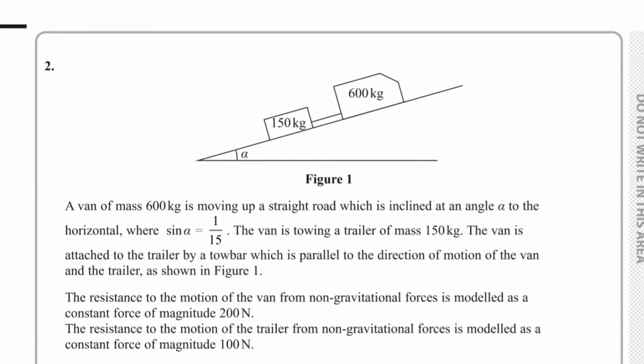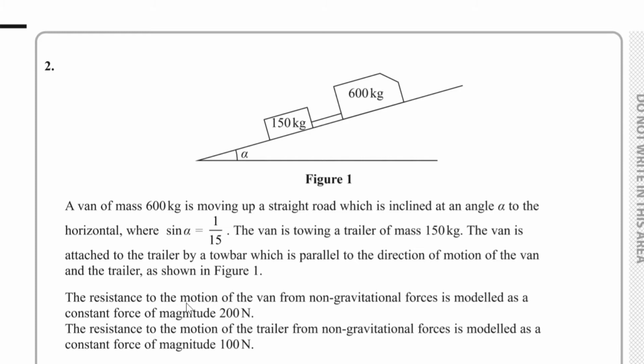Question number 2. A van of mass 600 kilograms is moving up a straight road which is inclined at an angle alpha to the horizontal, where sine alpha is equal to 1/15. The van is towing a trailer of mass 150 kilograms. The van is attached to the trailer by a tow bar which is parallel to the direction of motion of the van and the trailer, as shown in figure 1.